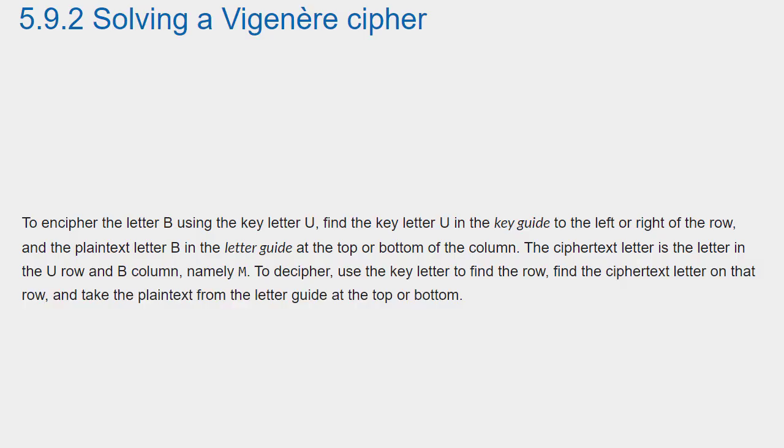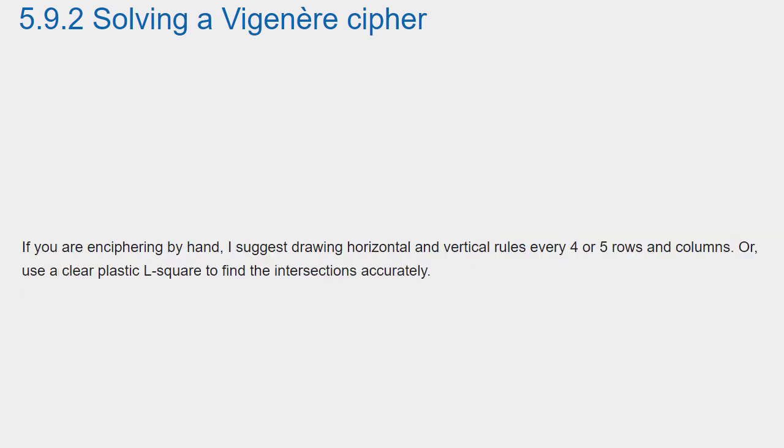To encipher the letter B using the key letter U, find the key letter U in the key guide to the left or right of the row, and the plain text letter B in the letter guide at the top or bottom of the column. The ciphertext letter is the letter in the U row and B column, namely M. To decipher, use the key letter to find the row, find the ciphertext letter on that row, and take the plain text from the letter guide at the top or bottom.